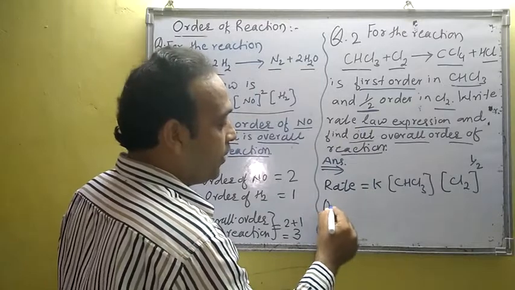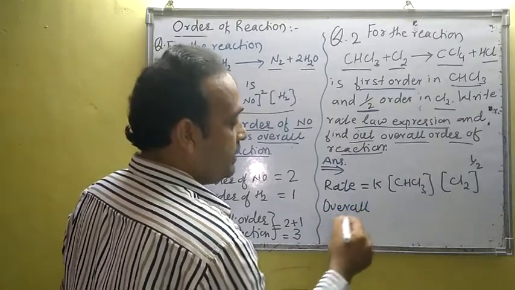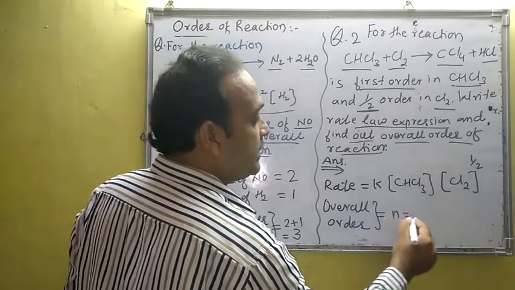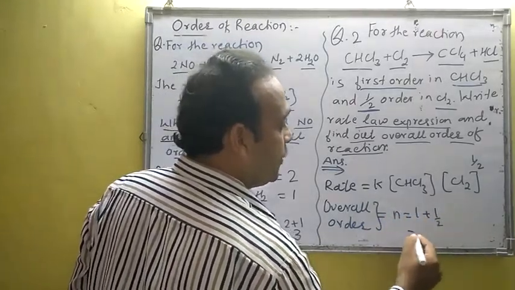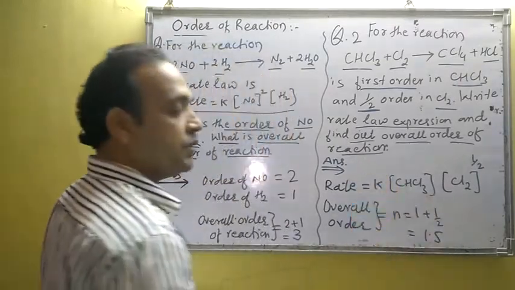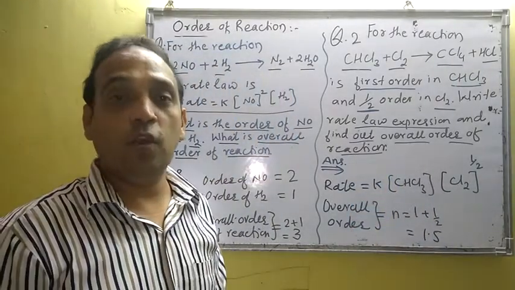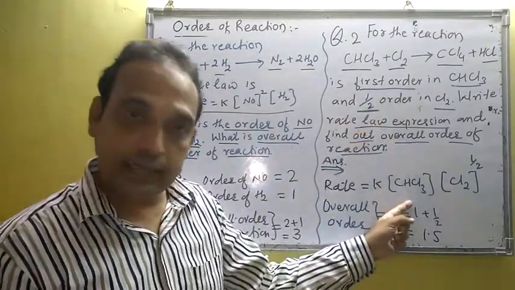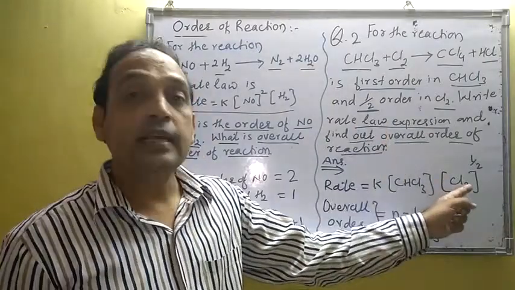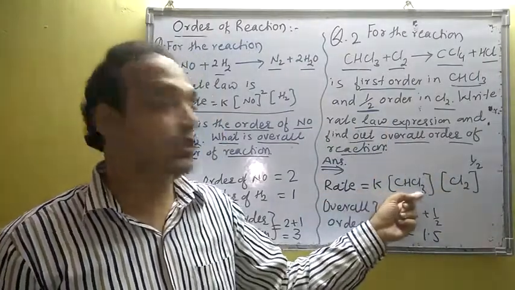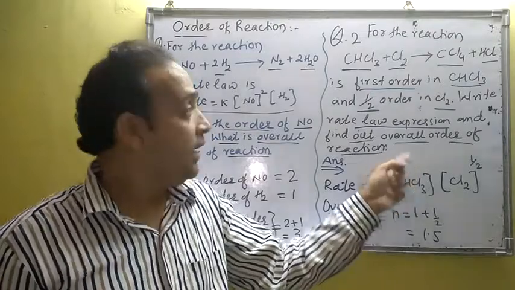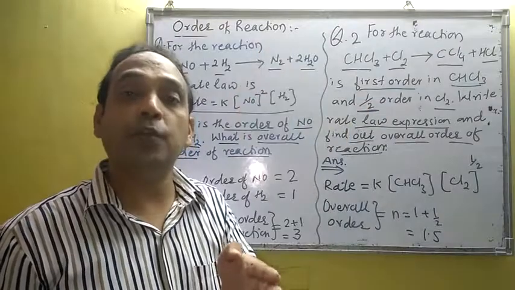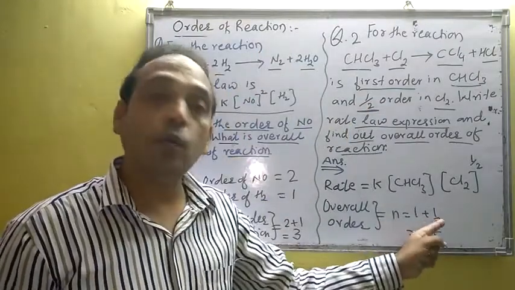What is the overall order of the reaction? The overall order n is equal to 1 plus 1 by 2, which means the overall order of reaction is 1.5. Now it is first order in CHCl3, half order in Cl2, so this is the rate expression. Here x and y are given. First order means x is equal to 1, half order means y is equal to 1 by 2. x plus y, 1 plus 1 by 2, means 1.5.